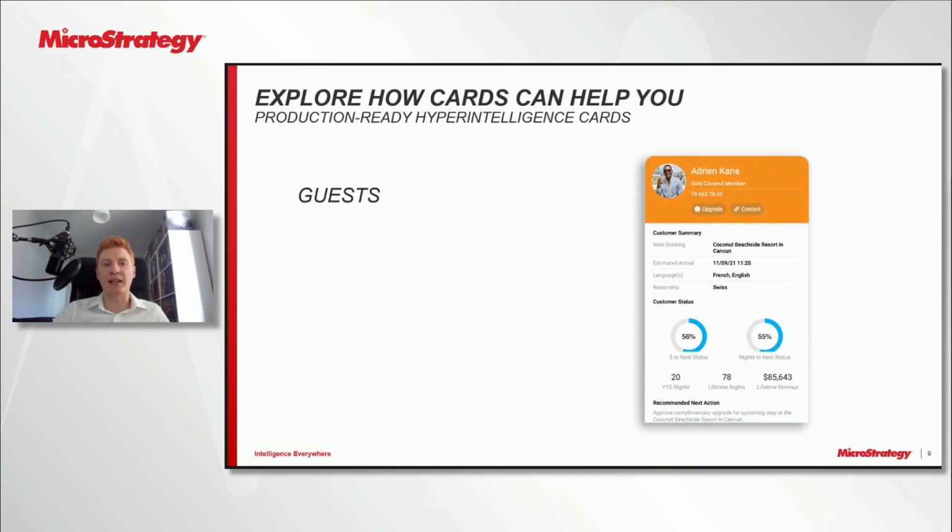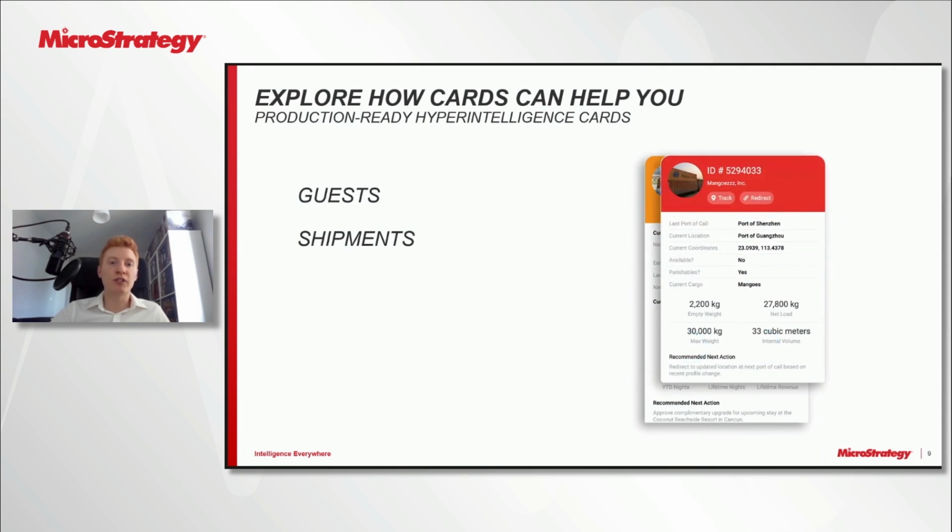So are you in the hospitality industry? Then you can take a look at this card. You can see guest reservation and membership status, and you can click to upgrade the guest reservation or to contact the guest directly. If you're in distribution, you can take a look at this card. You can track shipment metrics and information and then click to track the shipment in real time or redirect the shipment to a different location.